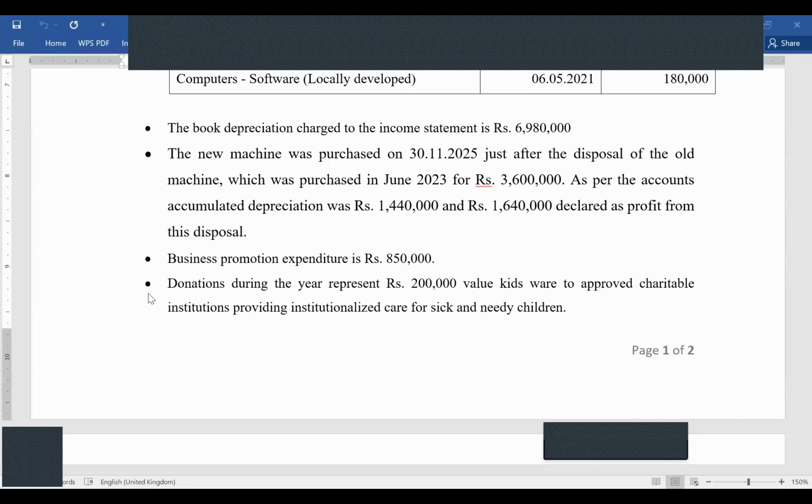Yes, it is to the approved charity, but not in cash. So to be qualified as a qualifying payment, a donation made to an approved charitable institution should be in cash.